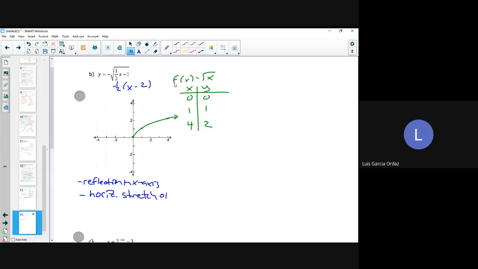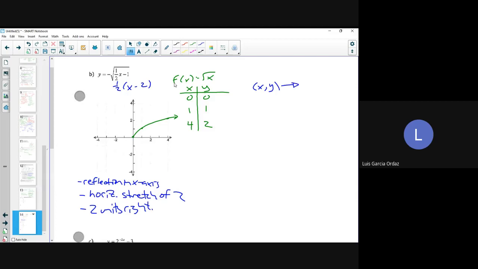Horizontal stretch of 2, and then right 2, and then 2 units right. So with the mapping notation, whenever x and y remain unchanged, that was a very big bracket, and we're going to transform it to what?